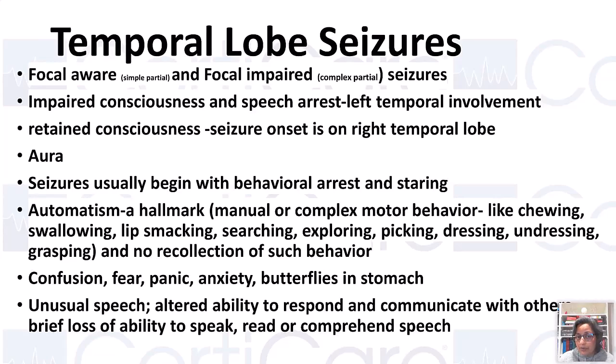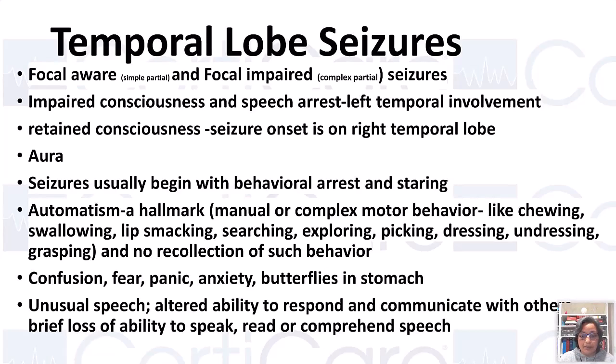If the left temporal hemisphere is involved, the patient has impaired consciousness and speech arrest. However, if the seizure is originating from the right temporal side, the speech is preserved and the consciousness is retained. We just discussed aura. Almost every temporal lobe seizure starts with an aura. Seizures begin with behavior arrest and staring. This is quite similar to absence seizures, but absence seizures are generalized seizures and temporal lobe seizures are focal seizures. So we're going to talk a little bit later during this talk about absence and temporal lobe seizures.